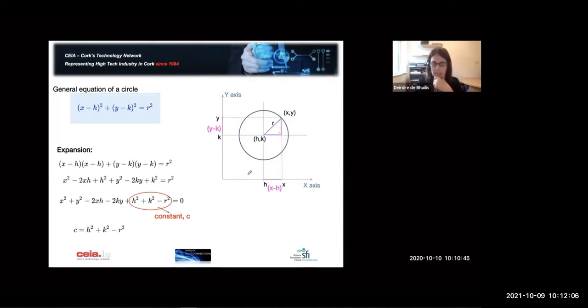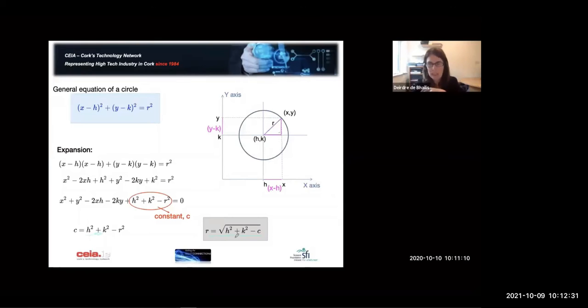So that constant c can be written like this, but what I'm interested in is extracting r from that portion, because I want some formula to calculate the radius. So when I rearrange this equation here, what I get is r is equal to the square root of h squared plus k squared minus c.